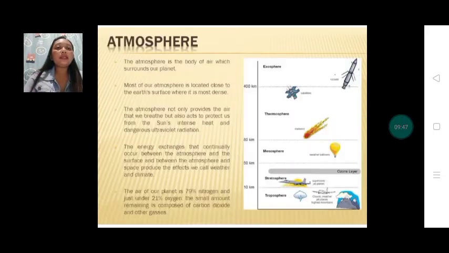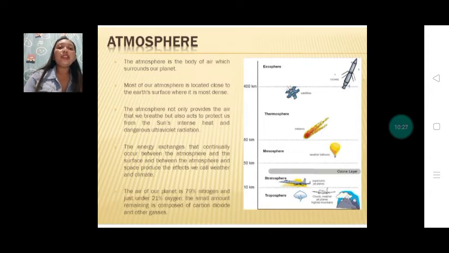Okay, so the next one is the atmosphere. So, the atmosphere is the body of air which surrounds our planet. So, that is what surrounds our planet. Most of our atmosphere is located close to the Earth's surface where it is most dense. The atmosphere not only provides the air that we breathe but also acts to protect us from the sun's intense heat and dangerous ultraviolet radiation. So, it does not only provide the air we breathe, but it also protects us from the heat of the sun and from radiation.